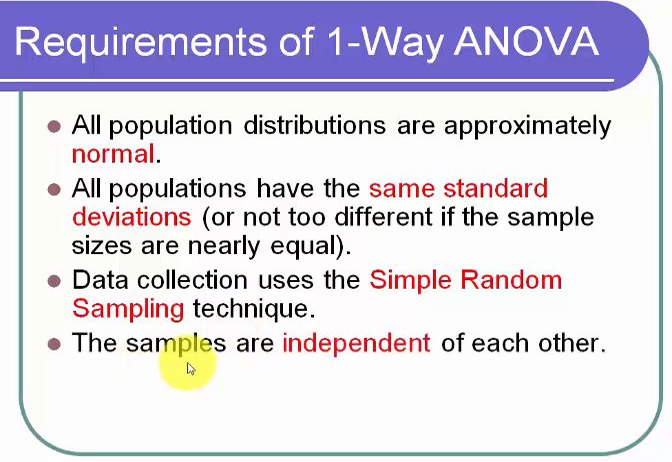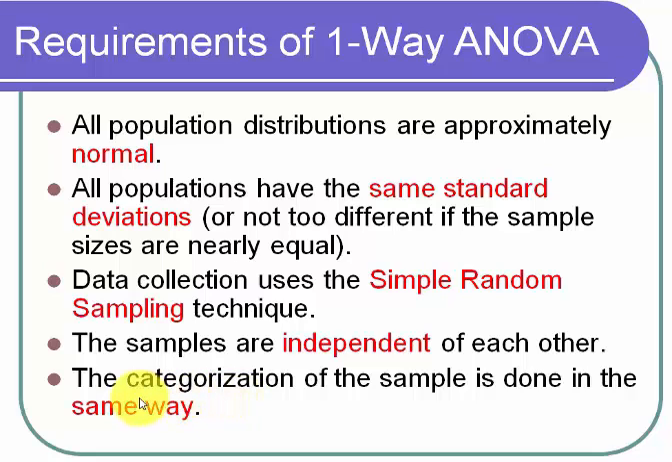The next is the samples are independent of each other. So we saw with two quantitative variables, we had independent samples, and then we had the paired dependent samples. ANOVA does not work for dependent samples. That would be asking one person 10 questions and the next person the same 10 questions, etc. Those would be dependent samples. This is for independent sampling.